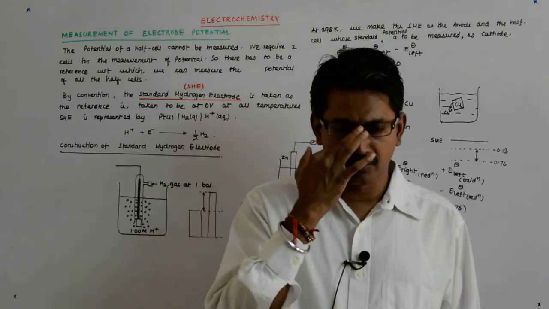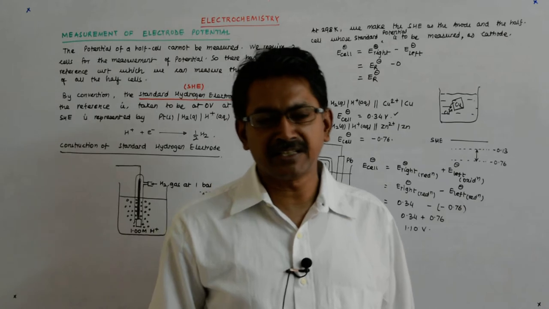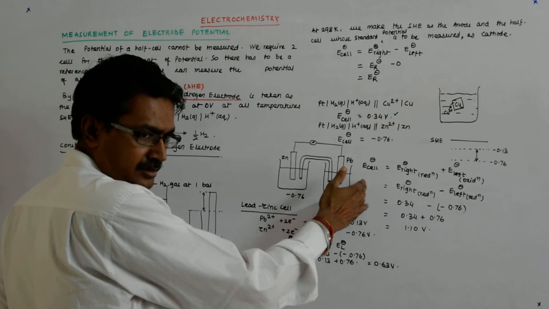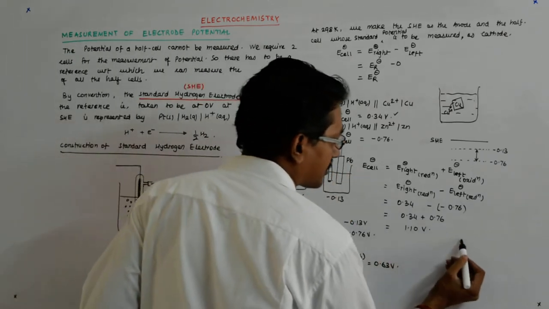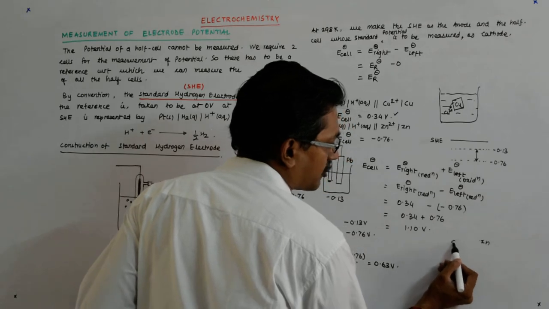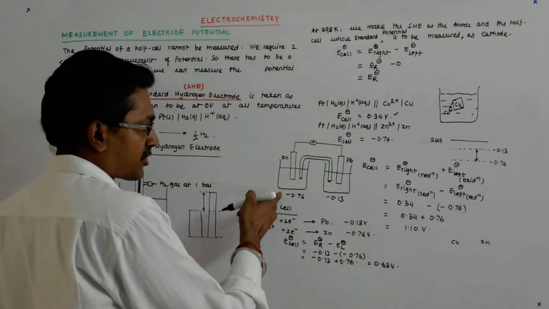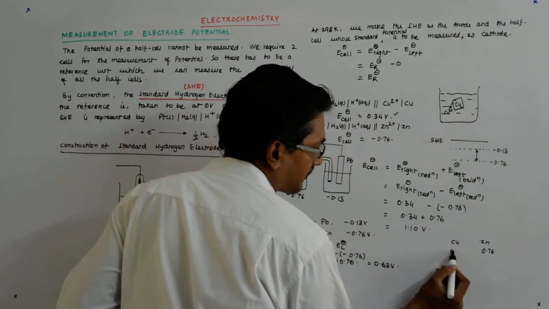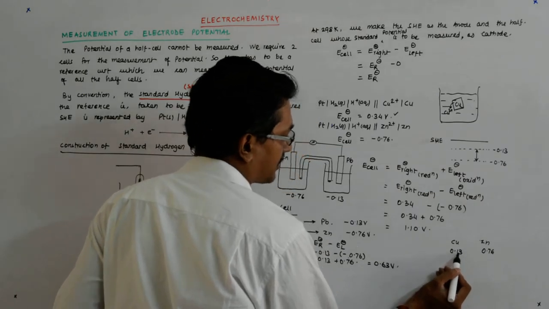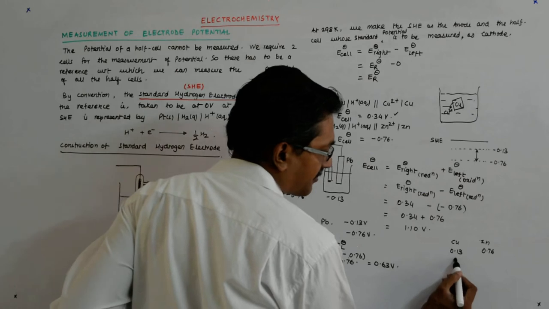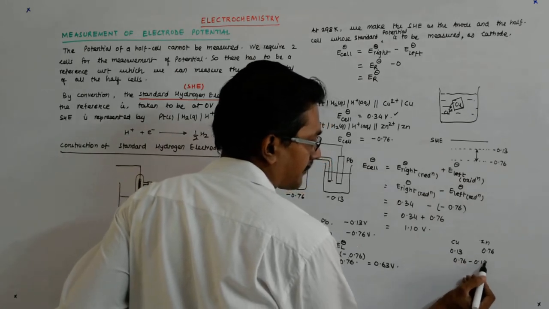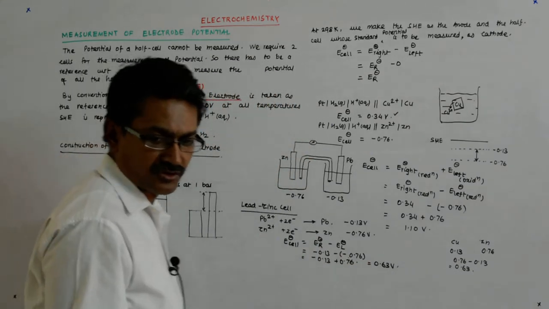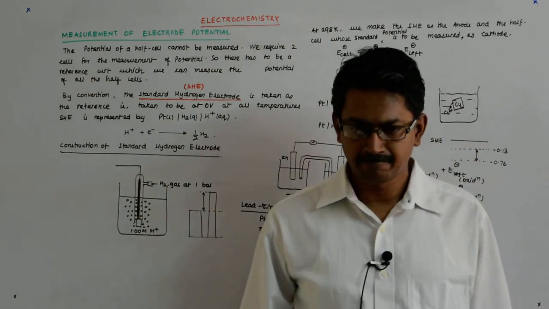Had it been oxidation, suppose, then what would you have been asked to do? Oxidation would have been kept to the right. You understand? So in this case, zinc would have come to the right. Okay. Zinc would have been to the right, copper would have been to the left. It was oxidation potential, so this would have been plus 0.76 and this would have become plus 0.13. And the subtraction would have become this, which was the same. Okay? That is all.